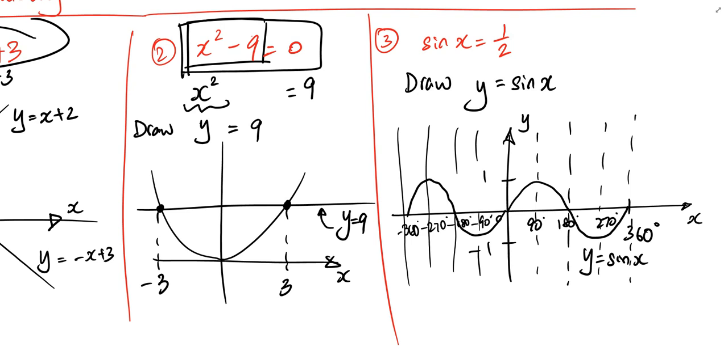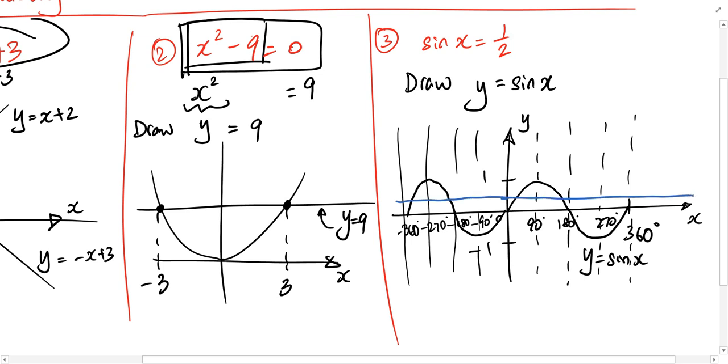Yes, the question will give you a range, but there's something else I want you to realize over here. Now that we have drawn y equals sine x, and assuming I've drawn everything already, what is the next graph I draw? Y equals half. Very good. So I draw the graph of y equals half. Now it's the time to zoom in.